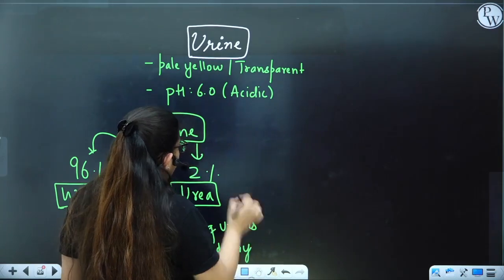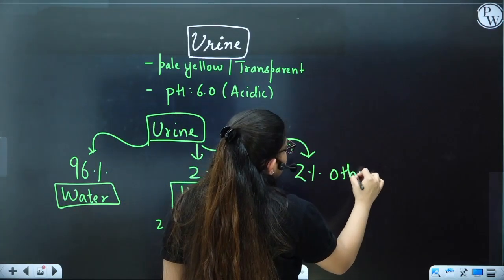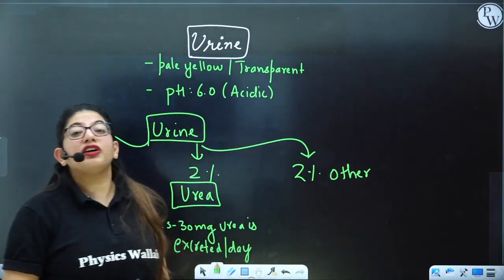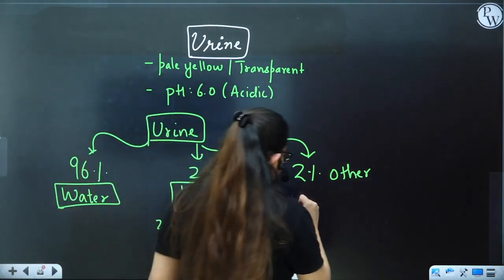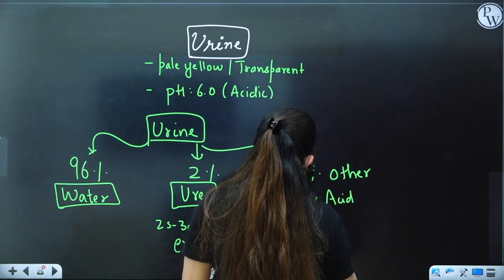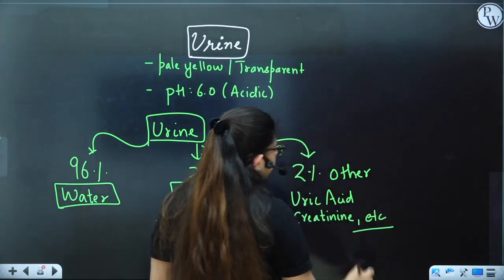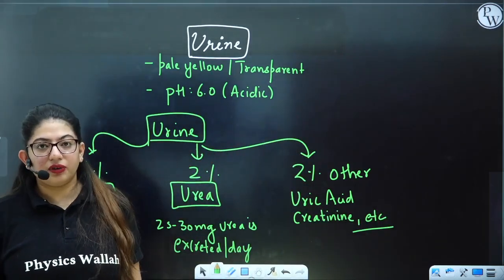Okay. Then we have 2% other things. Now, what are these other things? These are other waste like uric acid, like creatinine. Creatinine is a waste which is formed from muscles, okay, etc. So, all other waste, they get excreted in the urine.